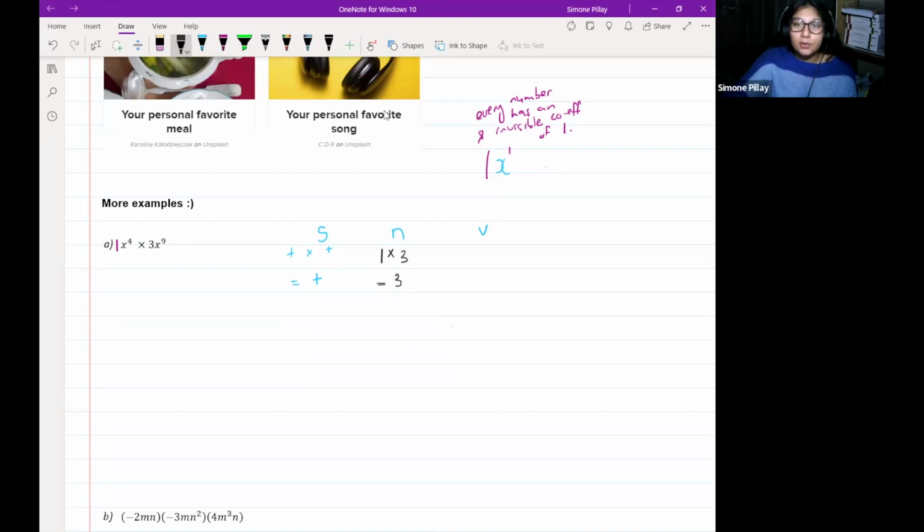Let's look at my variables now. I'm multiplying x to the power of 4 and x to the power of 9. And I know those are the same bases, so I'm going to keep my base because law 1 told me to, and then it told me I need to add my exponents. And so let's do that in my step over here. So I'm going to say my answer is going to be 3 times 1, x, 4 plus 9. And my final answer over there is going to be 3x to the power of 13.